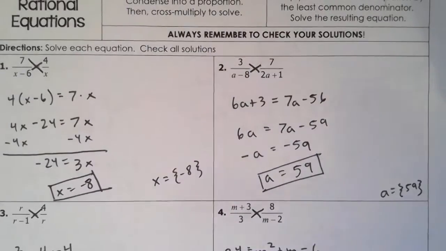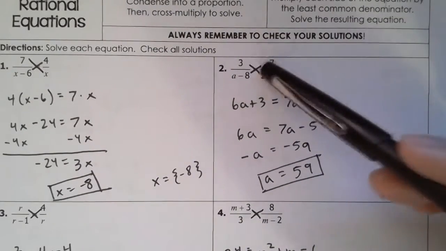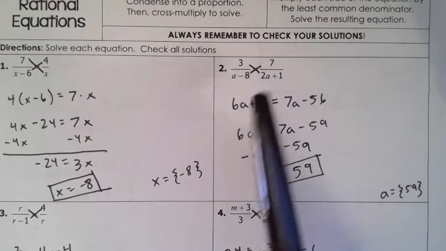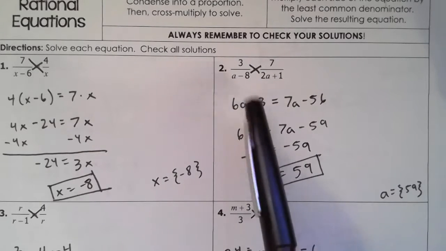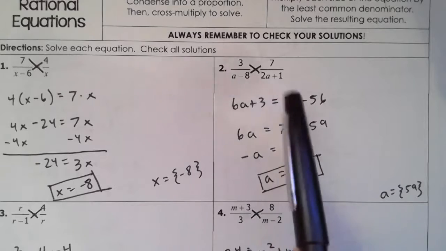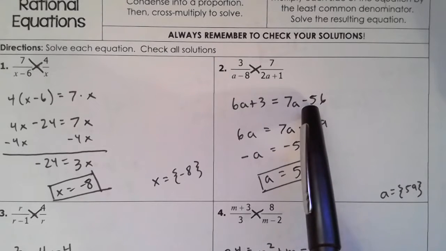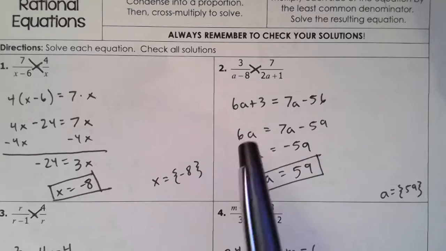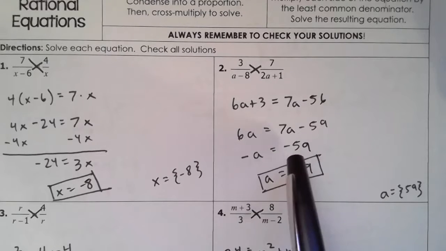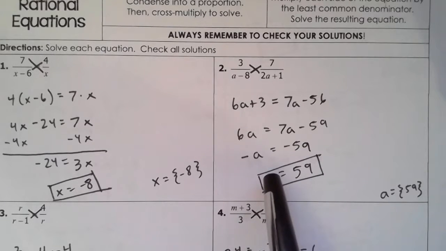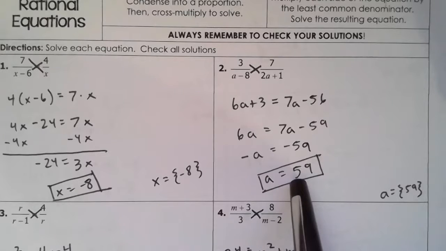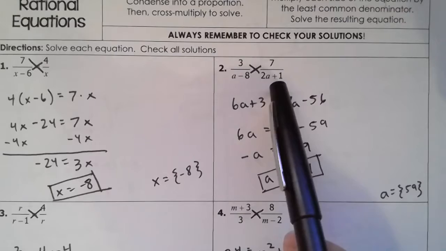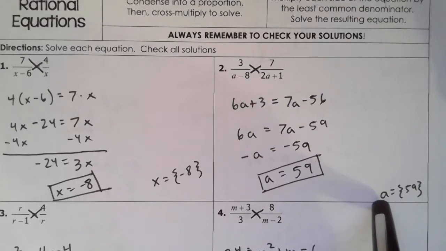Okay. Number 2, same story, cross multiply. I'm going to get 3 times 2a plus 1 gave me 6a plus 3. And then 7 times a minus 8 gives me 7a minus 56. Get your variables on one side, your constants on the other side. I get negative a is equal to negative 59. Divide both sides by negative 1, and I got that a is equal to 59. Again, double check, make sure you're not getting 0 in the denominator, and it checks out.